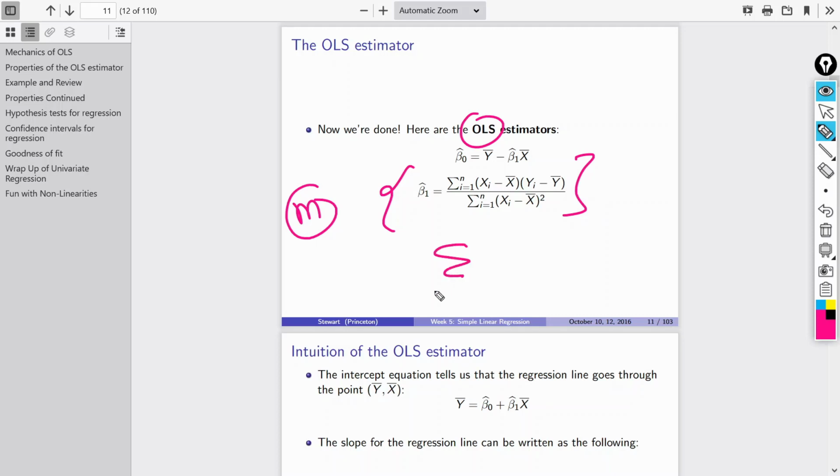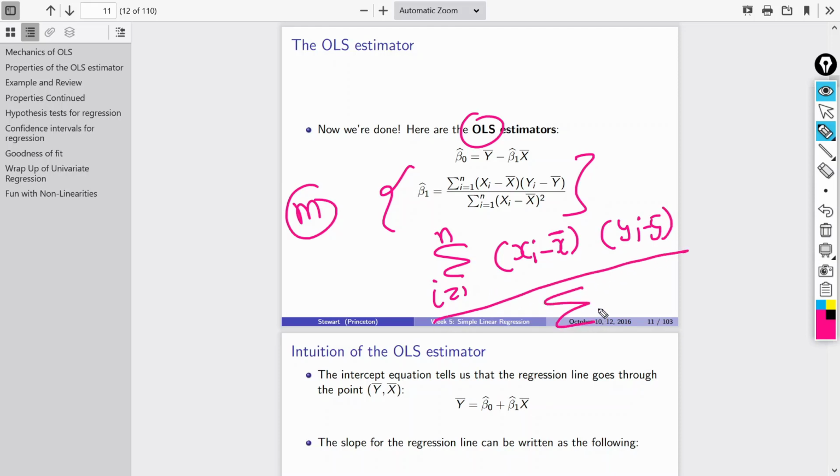It means sum of i equal to 1 to n, xi minus x bar, where x bar is the mean value of x, times yi minus y bar, the mean value of y, divided by the sum of i equal to 1 to n of xi minus x bar whole squared. This is the value of m.